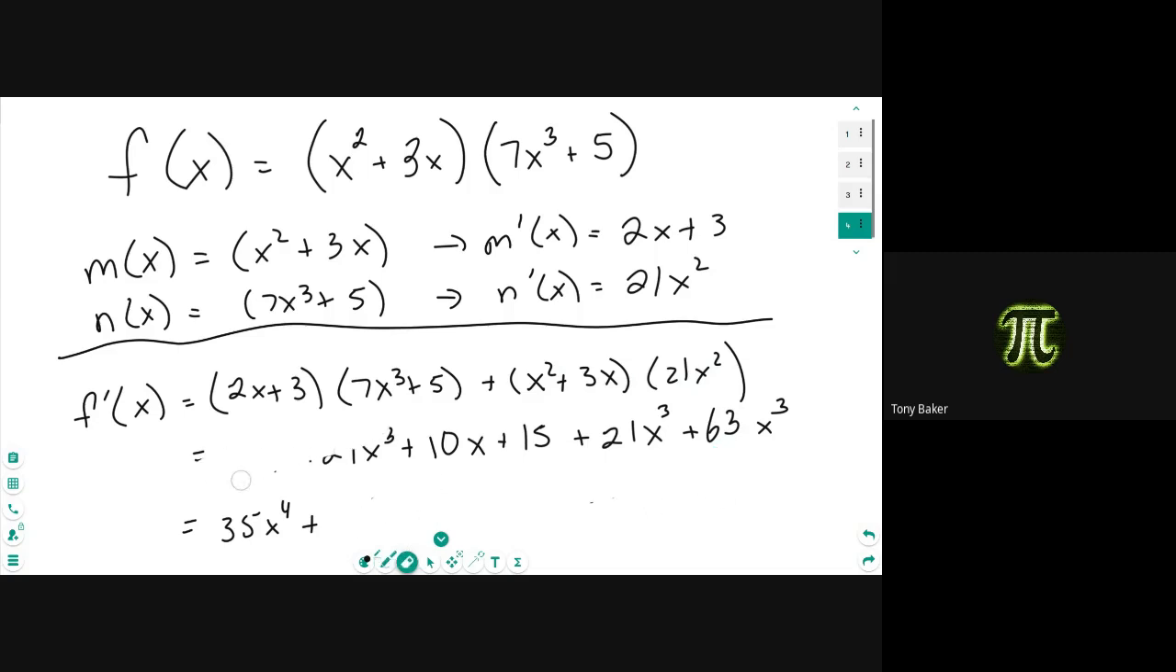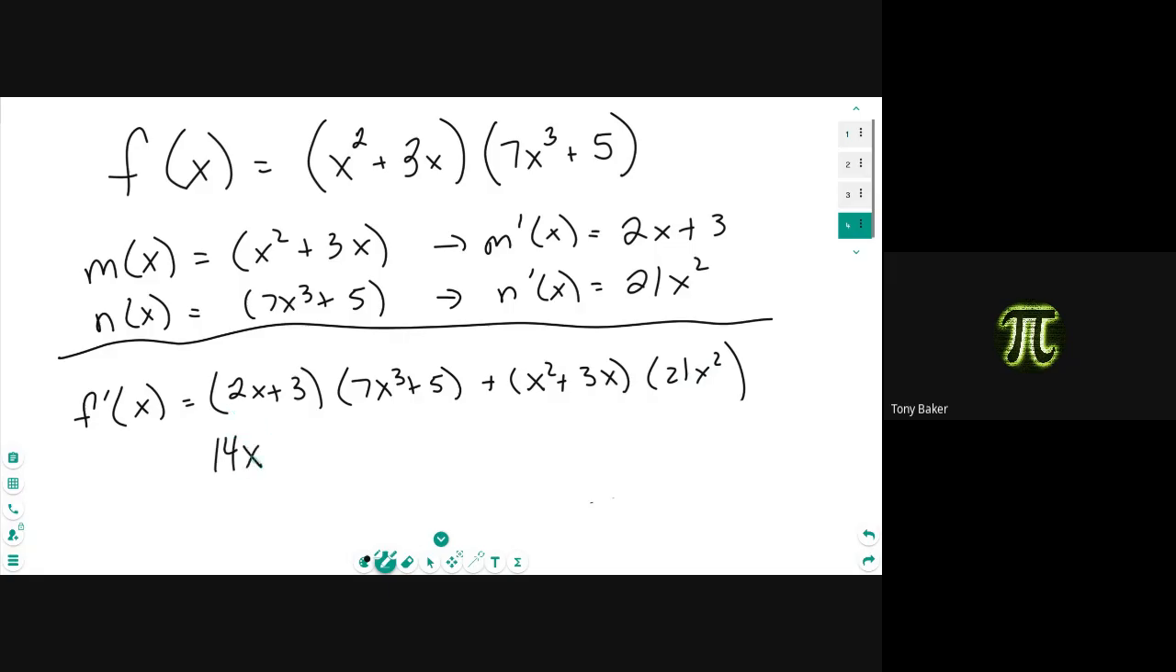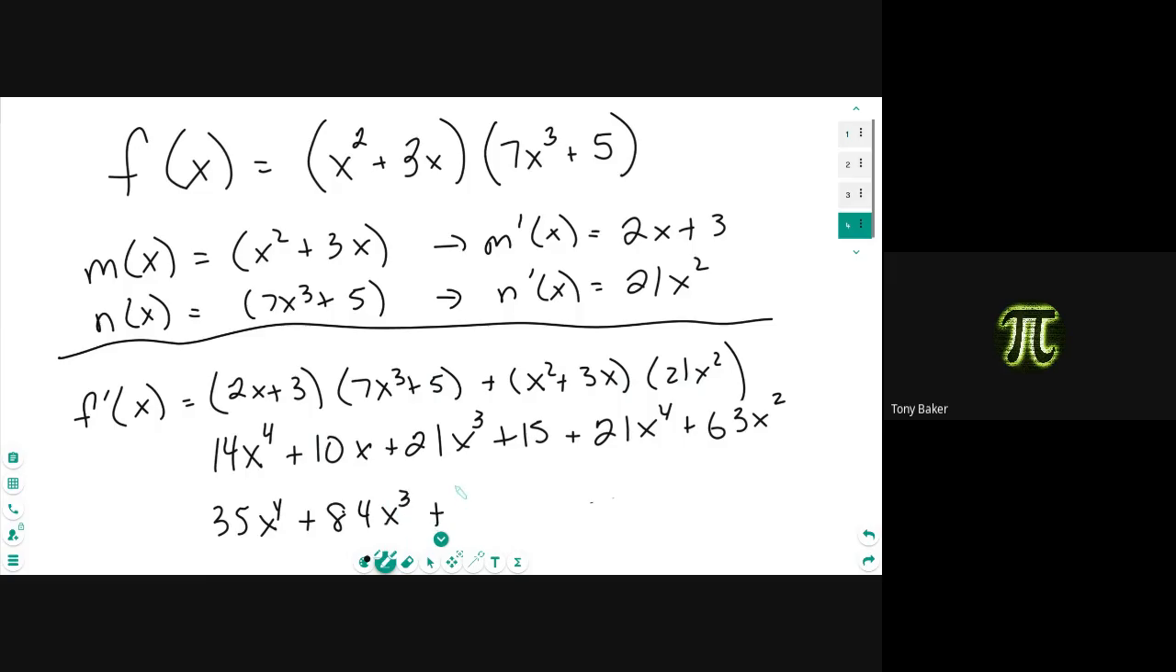Okay, let's try this again. 2x times 7x to the third, 14x to the fourth, 10x, 21x to the third, 15, plus 21x to the fourth, plus 63x squared. There we go, now we're better. 35x to the fourth, plus 84x to the third, plus 10x plus 15. Much better.